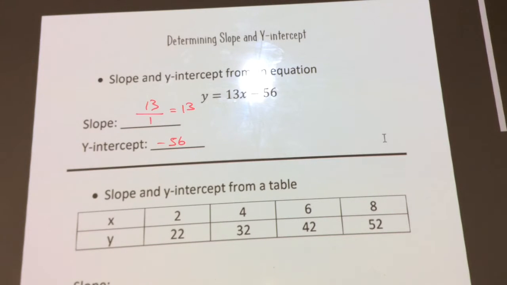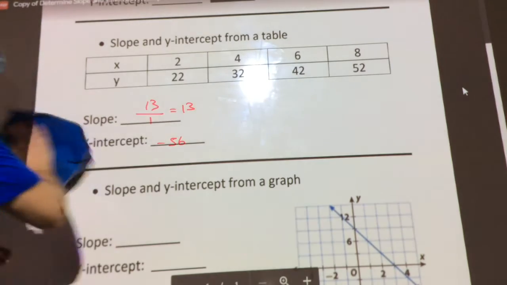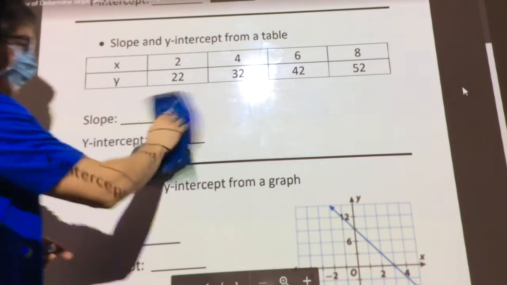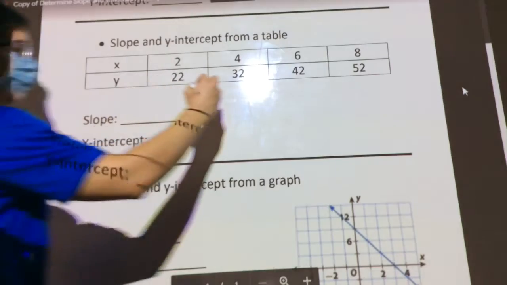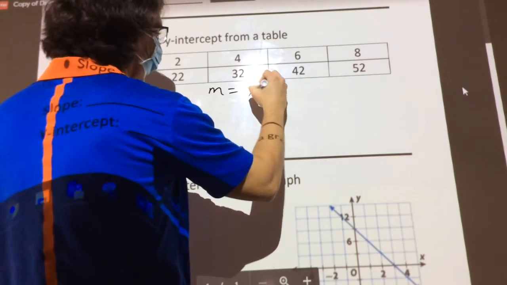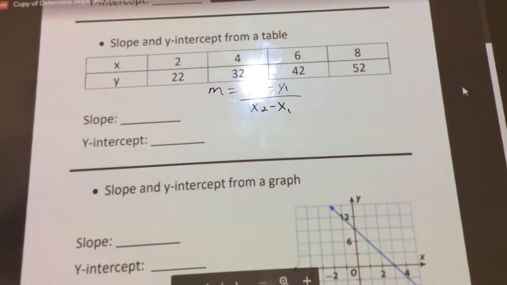Okay, next, we're going to have a table. And I know we talked quite a bit about tables last week, but we're going to pick back up with them now. We learned how to find slope last week. Anybody remind the class what the formula for finding slope is? Rosie, what is it? Beautiful. M equals y2 minus y1 over x2 minus x1.